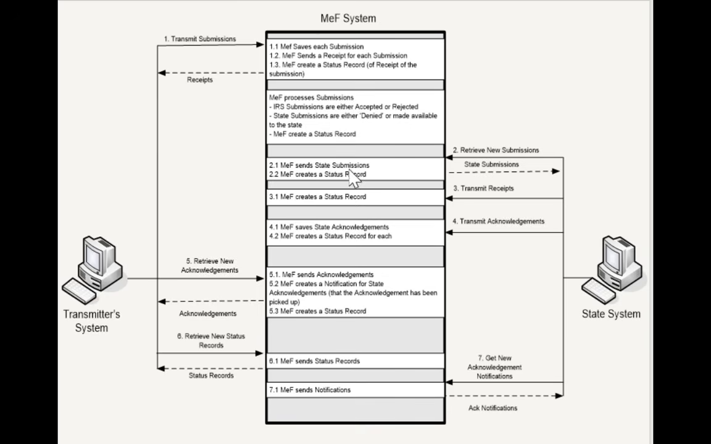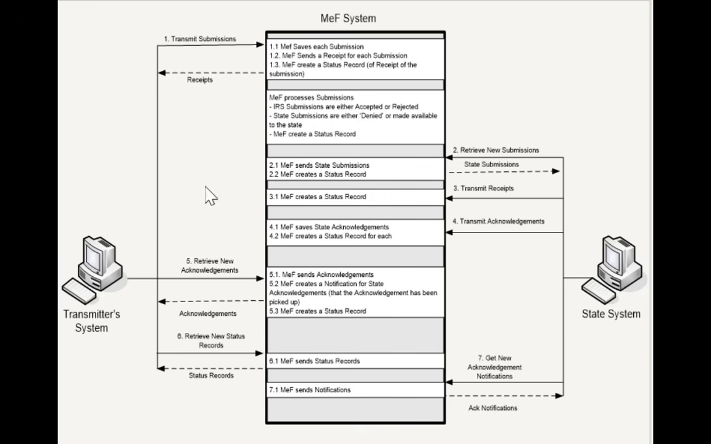So in the second step, once the state system or state agency requests a submission using the retrieve new submission, MEF sends the submission to the state system. MEF creates a status record, and then the transmission received, that the submission has been received by the state system, is sent back. And accordingly in step 3.1, MEF creates a status record, and then the transmission acknowledgement is sent, and MEF saves that status acknowledgement, and a status record is created.